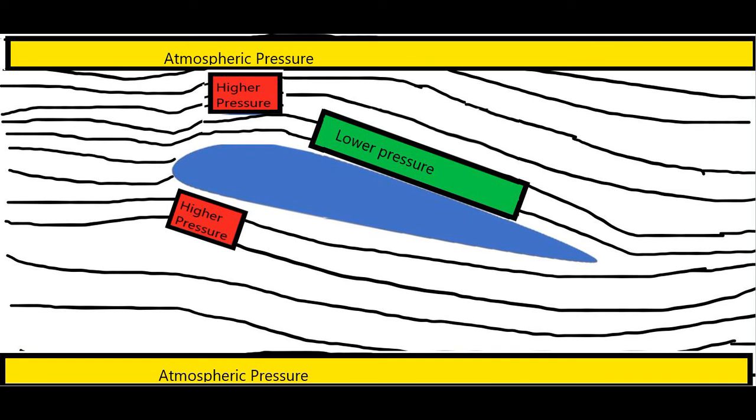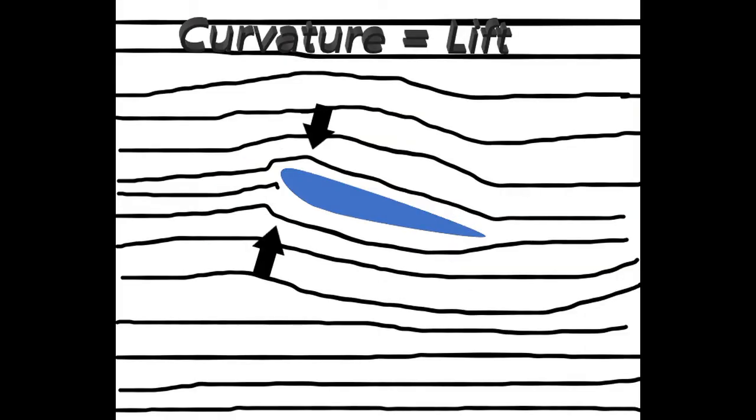A commonly asked question is, how do planes fly upside down? Let's flip our airfoil upside down and see what happens. Planes can fly upside down because they change their angle to maintain the curvature of the streamlines over the wing. As we can see, lift is not due to the air traveling further distances over the top of the wing. It is due to the curvature of the streamlines.